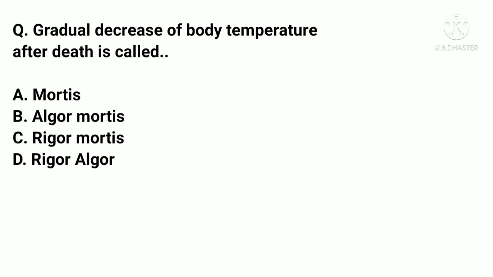Gradual decrease of body temperature after death is called: A. Mortis, B. Algor mortis, C. Rigor mortis, D. Rigor algor. And the correct answer is B. Algor mortis. Algor mortis means the lowering of body temperature after the death.